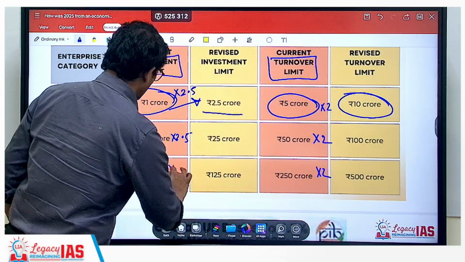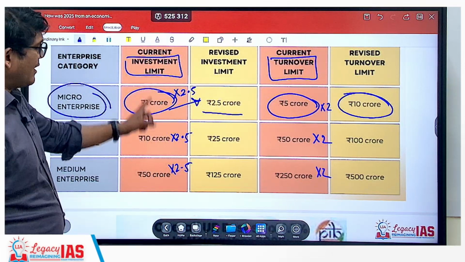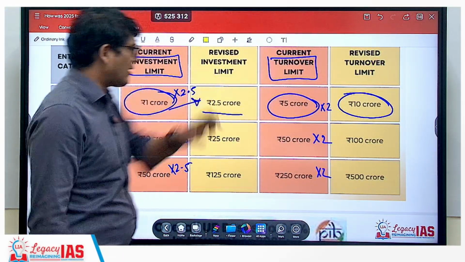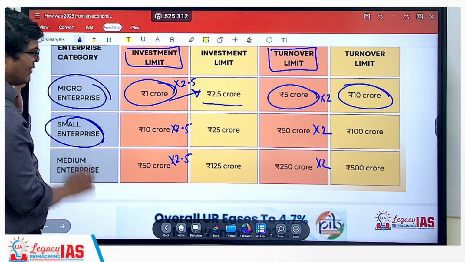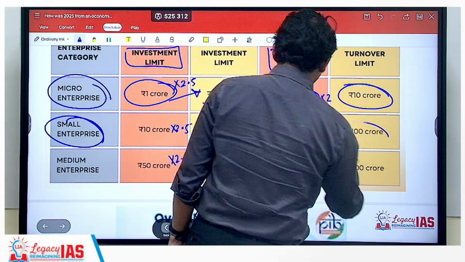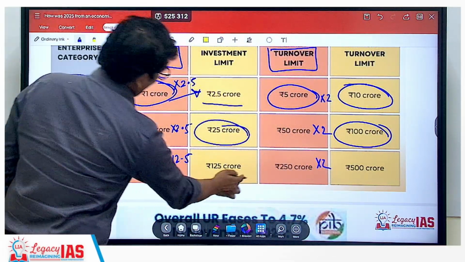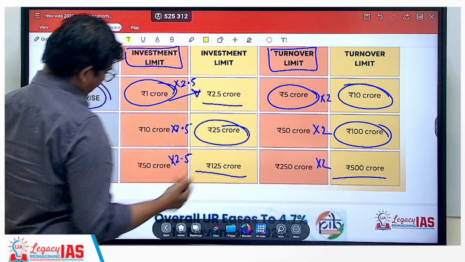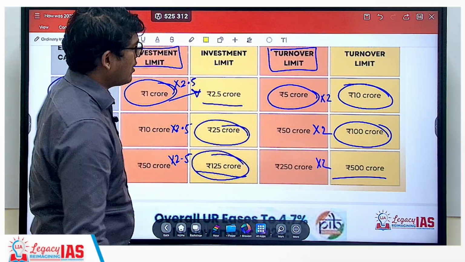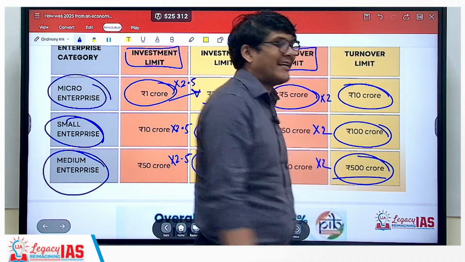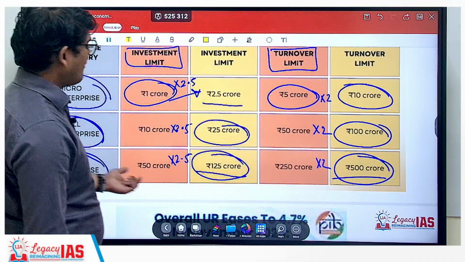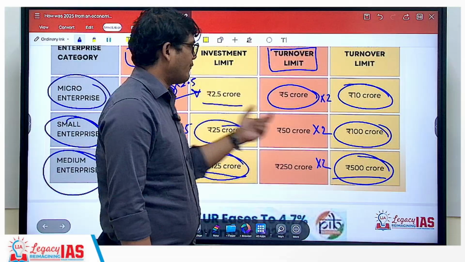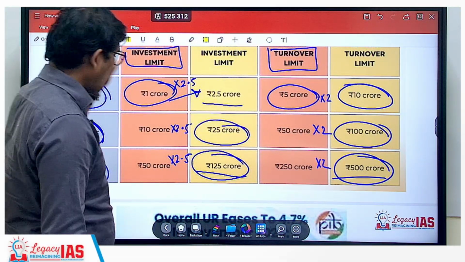So you can remember it like this. The previous investment limit has been multiplied by 2.5 and the previous turnover limit has been multiplied by 2 to give the new investment limit and turnover limit. So the new investment limit for small enterprise is 25 crore now and turnover is 100 crore, and the new limits for medium enterprise are 125 crore of investment and 500 crore of turnover. That means any company with an investment up to 125 crore and turnover up to 500 crore can be classified as a medium enterprise, any with 25 crore investment and 100 crore turnover as a small enterprise, and any enterprise with 2.5 crore investment and 10 crore turnover as a micro enterprise.